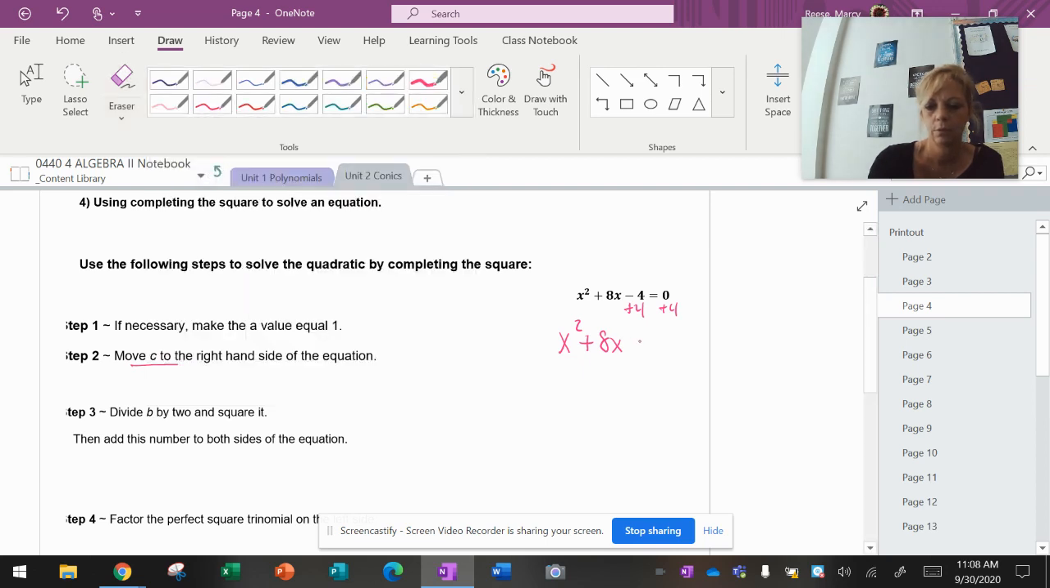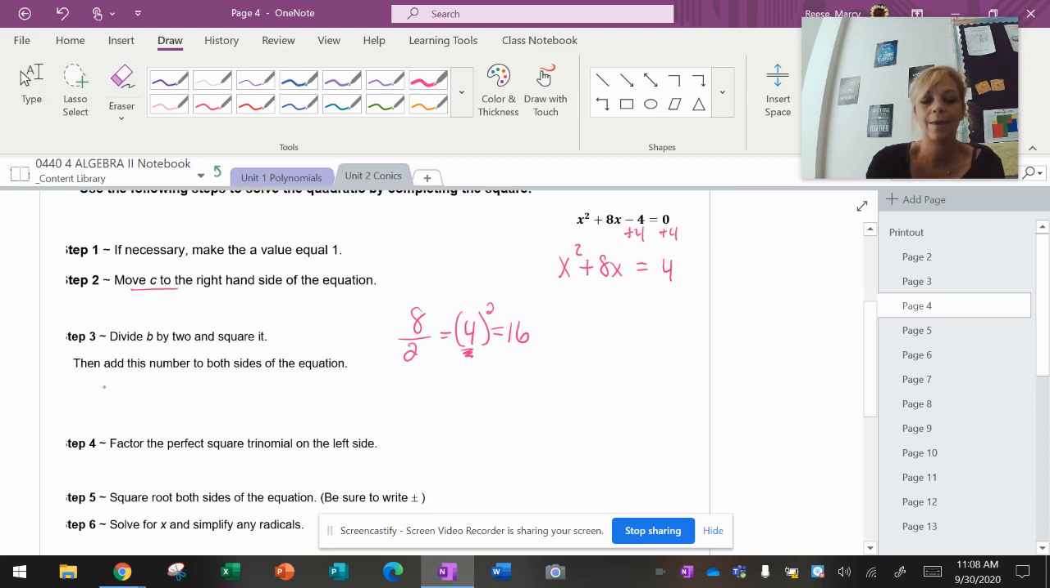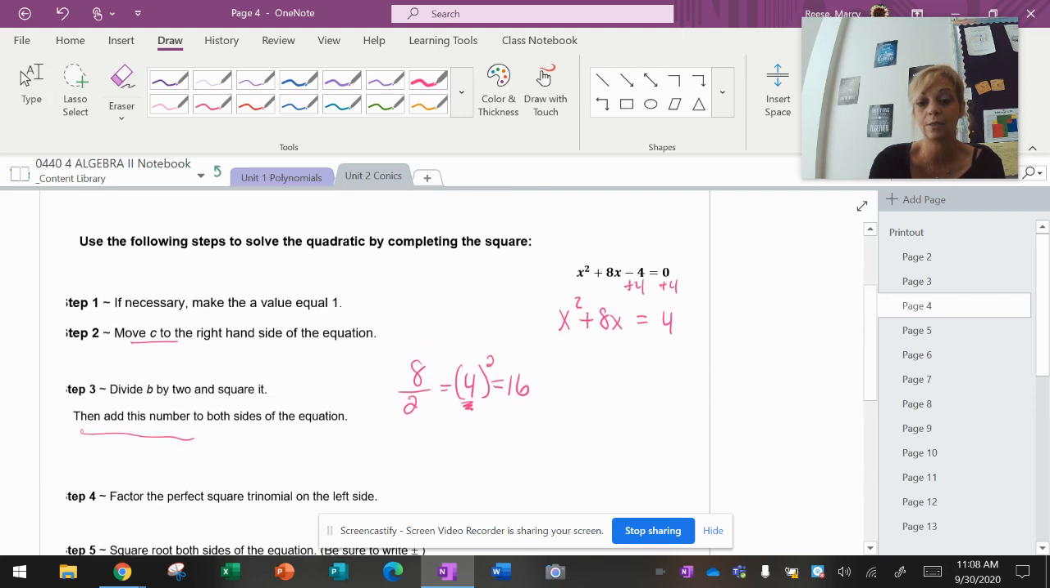Okay. There we go. All right, so step 3, divide b by 2 and square it. So that's just like the steps you did on the other side. I'm going to take the b value, which is 8. I'm going to divide it by 2, which is 4. This number right here is crucial. I need that number. I'm going to square it, and I'm going to get 16. Okay? And then add that number to both sides of the equation. So I'm going to add that 16 to both sides.